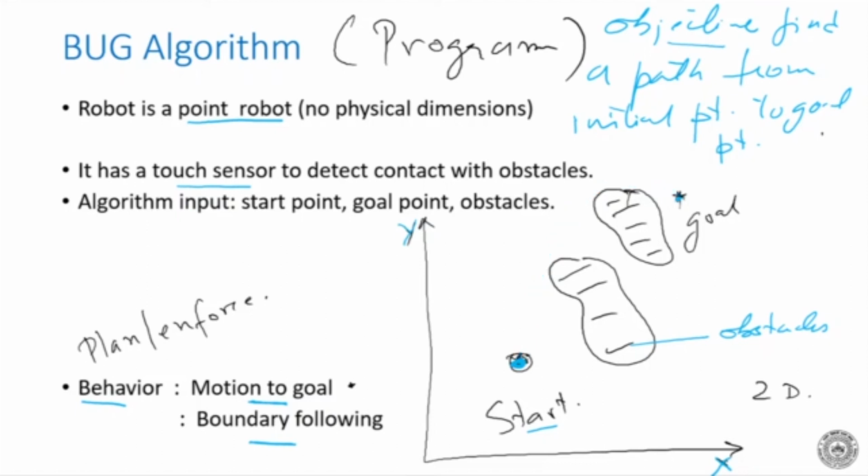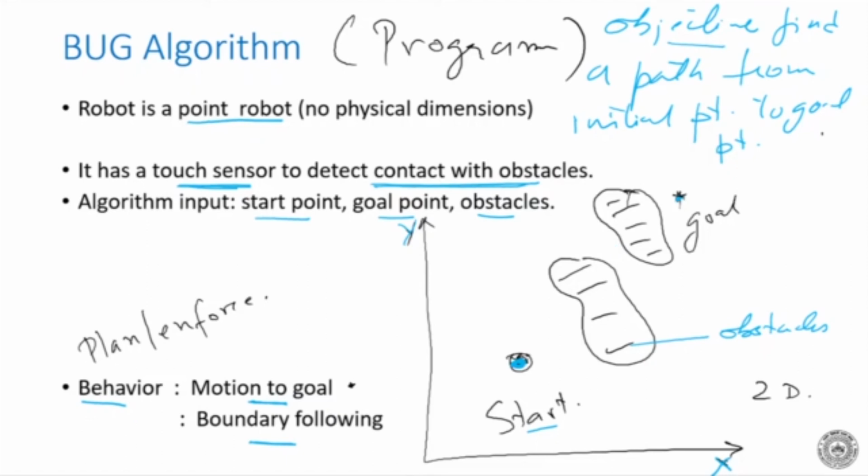So the program has to be written such that it can take the robot from the start point to the goal point, and it cannot go through the obstacle, of course. The assumptions we have made: the robot is a point robot. It has a touch sensor to detect contact with obstacles. It cannot go through the obstacle. And the input to the program is the start point, goal point, and obstacles. So we have to write a program which will take the robot from the start point to the goal point, and not through the obstacle.